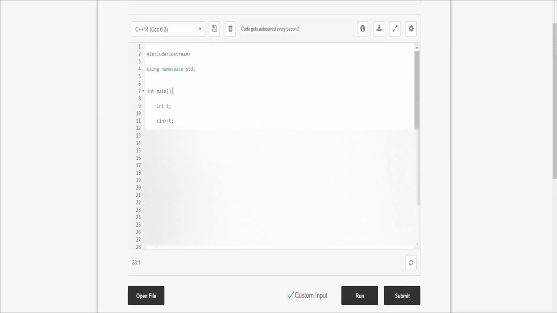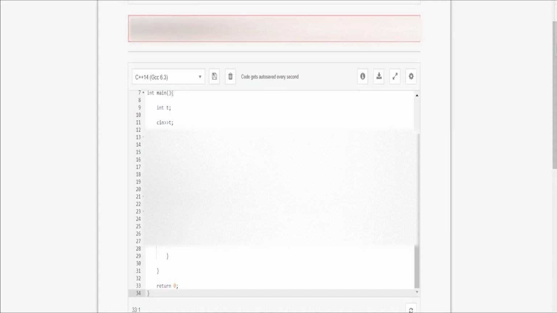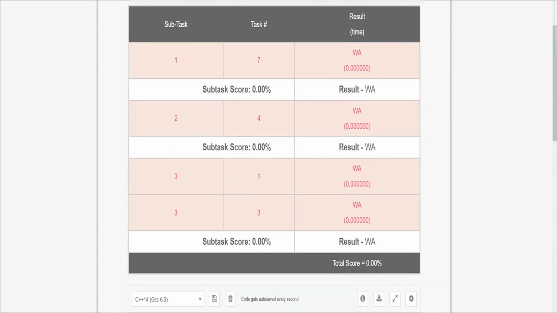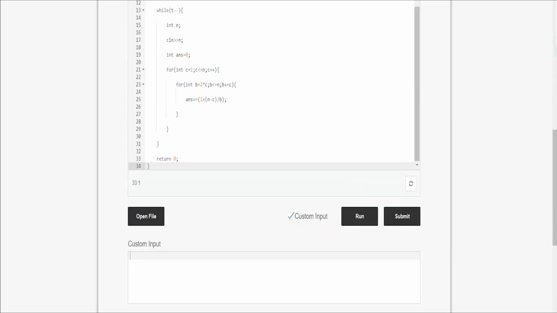So let's try to submit our solution. Okay, it's showing wrong answer. Oh, I forgot to print the answer.